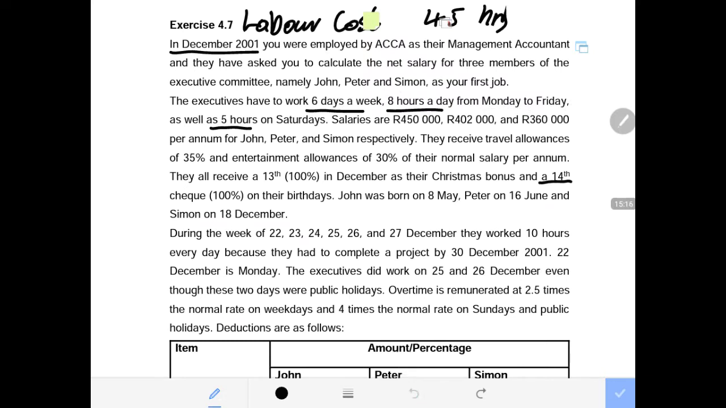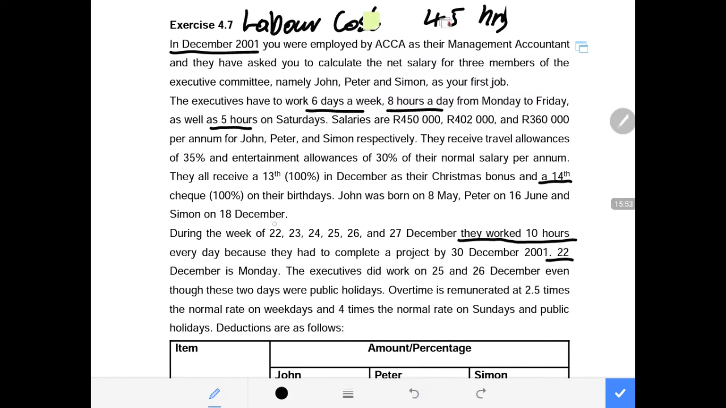Now we need to know, was 22 on Monday or in the middle of the week? Let us check the next part. We are told that they worked 10 hours every day because they had to complete a project by 30th of December 2001. Okay, these executive directors are really dedicated. During December, they have no time to enjoy but to work hard. Commitment. That's what we can conclude in one word. 22 of December is on Monday, so they are making it very clear that the 22nd of December is on Monday.